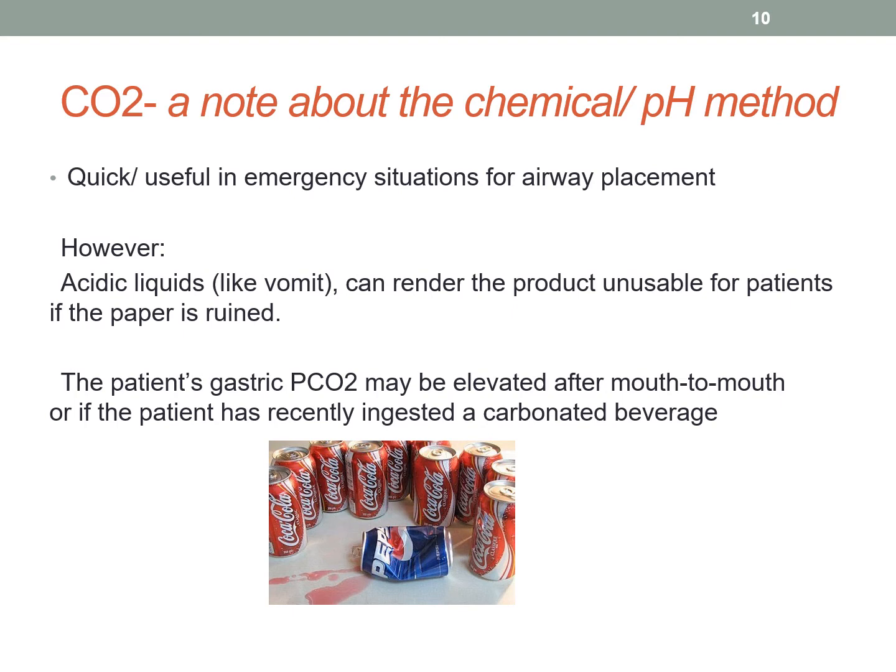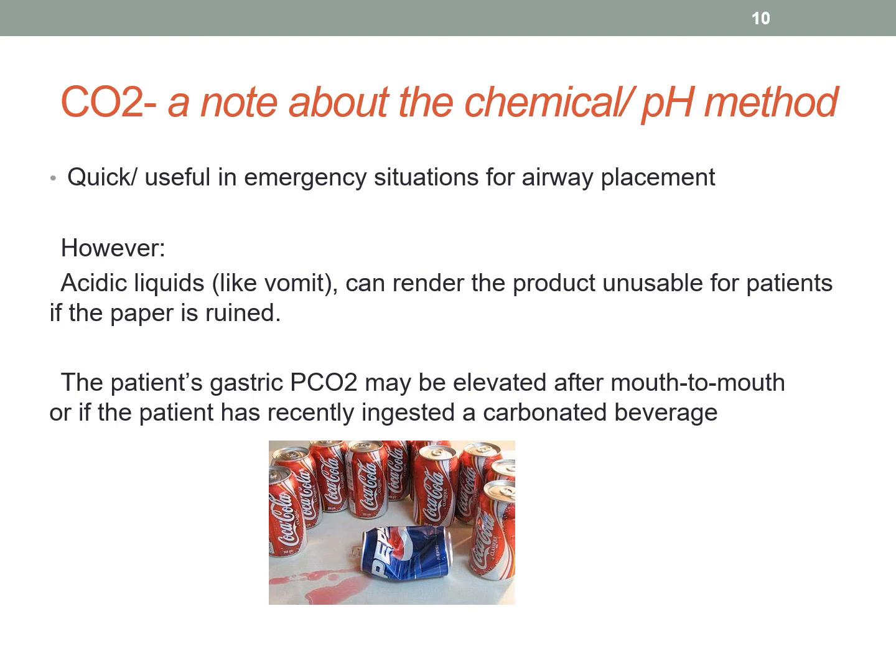Otherwise, we just did breath sounds and chest X-ray, really, and chest rise. Also, we want to be careful as far as that chemical pH method. I mean, it's obviously something we use quite a bit. They're just reminding you that if you have acidic liquids like vomit, they can throw up into the ET tube and ruin that paper.